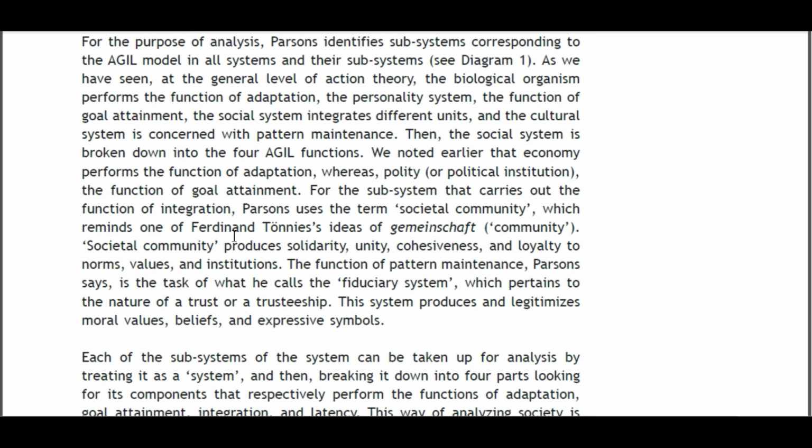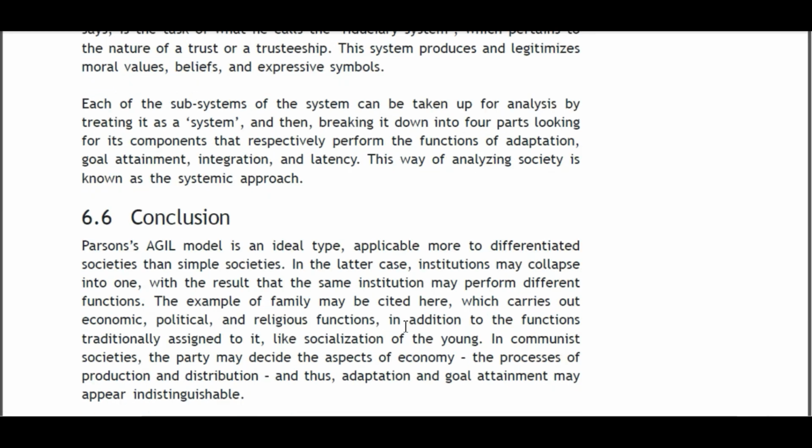which reminds one of Ferdinand Tönnies' idea of Gemeinschaft. Community, societal community produces solidarity, unity, cohesiveness and loyalty to norms and values and institutions. The function of pattern maintenance, Parsons says, is the task of what he calls the fiduciary system, which pertains to the nature of a trust or trusteeship. This system produces and legitimizes moral values, beliefs and expressive symbols.